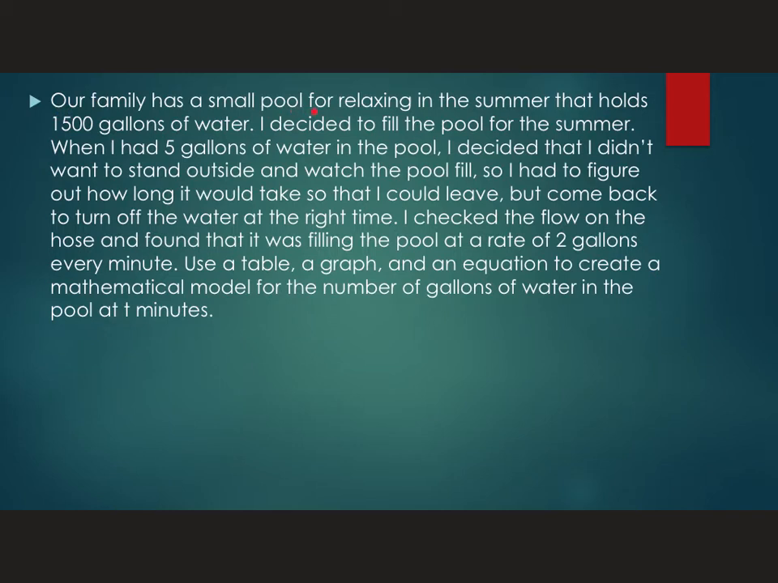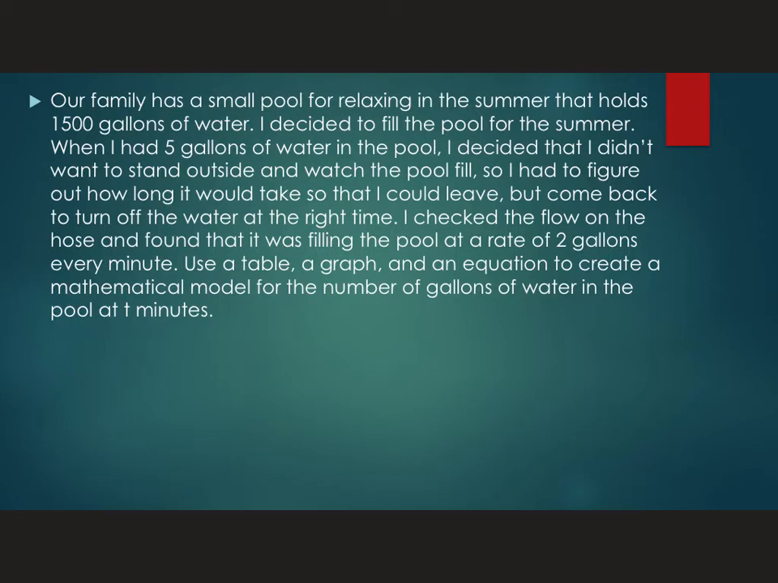Our family has a small pool for relaxing in the summer that holds 1,500 gallons of water. I decided to fill the pool for the summer. When I had 5 gallons of water in the pool, I decided that I did not want to stand outside and watch the pool fill. So I had to figure out how long it would take so that I could leave, but come back to turn off the water at the right time. I checked the flow on the house and found out that it was filling the pool at a rate of 2 gallons every minute. Use a table, a graph, and an equation to create a mathematical model for the number of gallons of water in the pool at t minutes.